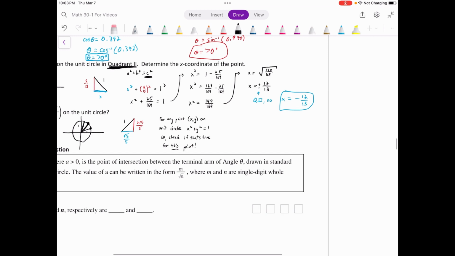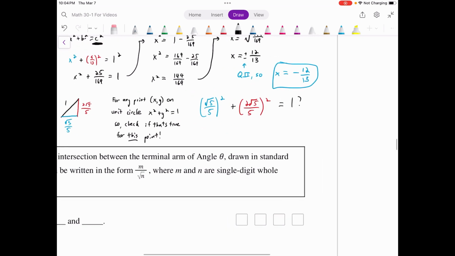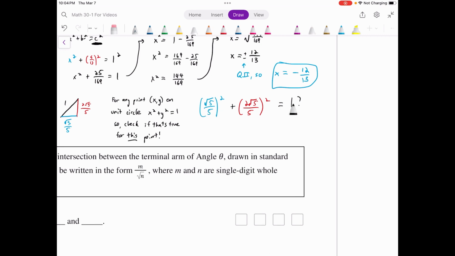So here we go. Let's see. What is root 5 over 5, x squared, okay, plus y, which is 2 root 5 over 5 squared. We're going to see, does that equal 1, right? Does it equal 1? Here we go. I might drop the color coding just for the sake of efficiency here. So root 5 squared is just 5, and 5 squared is 25. So this is 5 over 25.